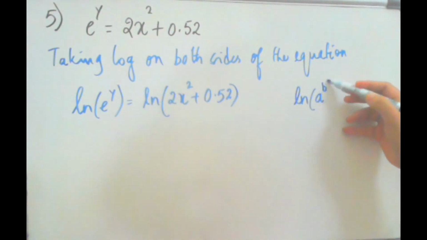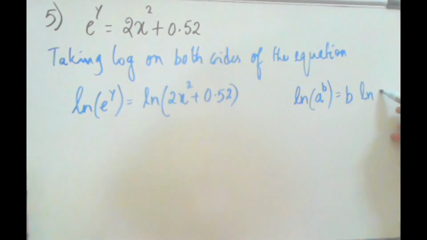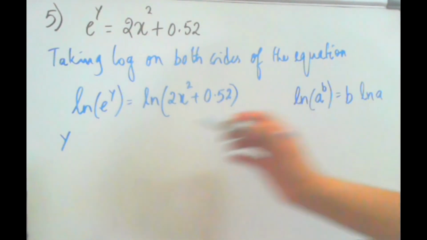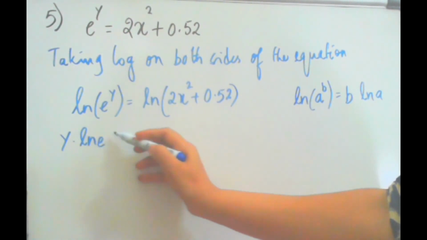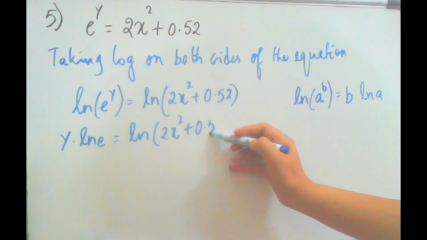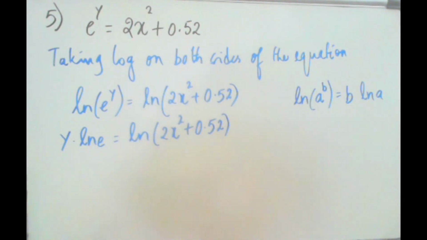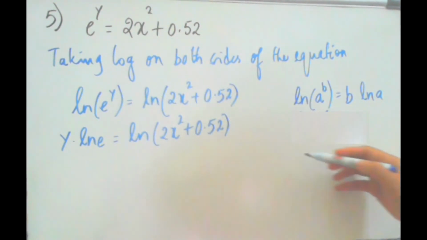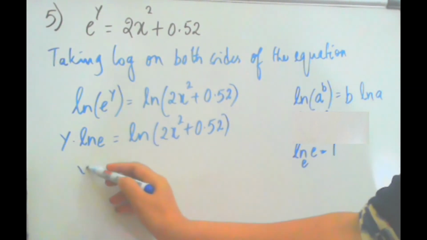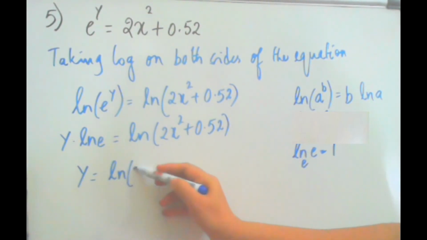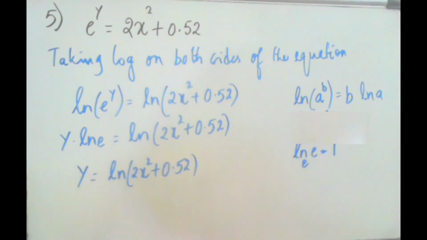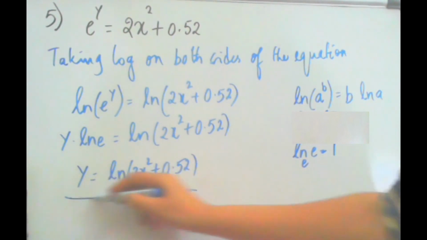ln a power b can be written as b ln a, right? So going with that, the index comes first, multiplied with ln e, is equal to ln 2x square plus 0.52. Now what is ln e? Similarly, ln e to the base e is 1. So y is equal to ln 2x square plus 0.52. So this is the answer for question number 5.